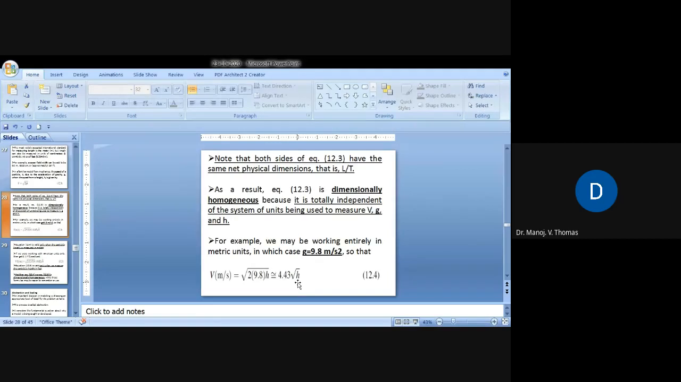Now let us see whether this particular equation is dimensionally homogeneous. Can you say whether it will be dimensionally homogeneous? Any guess from you? In the previous equation, V is equal to square root of 2gh.